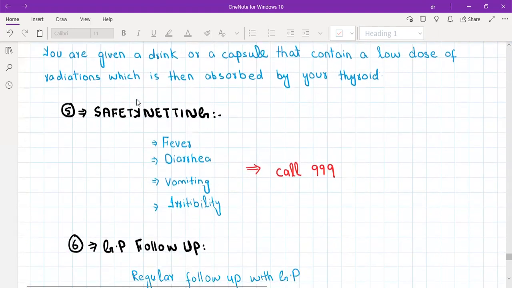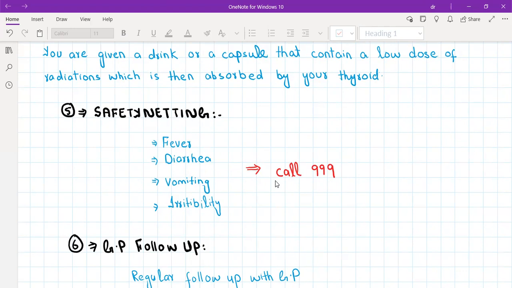Okay, so for safety netting, you will basically safety net the patient for the symptoms of thyroid storm. So fever, diarrhea, vomiting, irritability. So I'll tell the patient if you feel like your body temperature is rising, you have severe diarrhea, you are vomiting, you are irritable, then please call 999 or come to the emergency department. And we are not yet giving this patient carbimazole. The specialist will be giving.